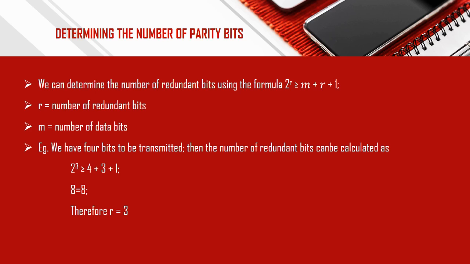So we can see one example. Suppose we have 4 bits to be transmitted. Then the number of redundant bits can be calculated as 2 to the power 3 greater than or equal to 4 plus 3 plus 1. So here the number of data bits is 4. When we apply this into the formula, we will get 8 is equal to 8. Therefore r can be calculated using this formula. Therefore r will be 3.